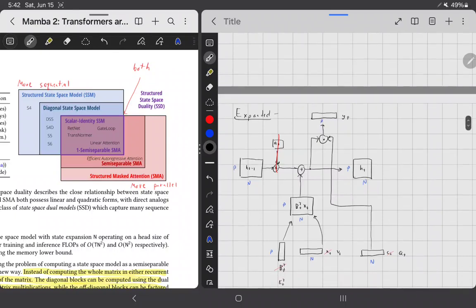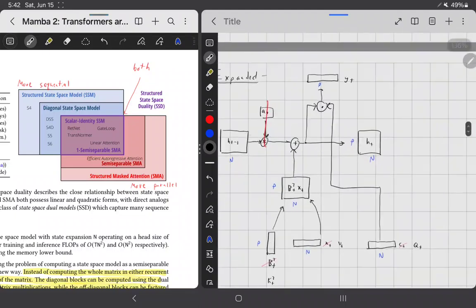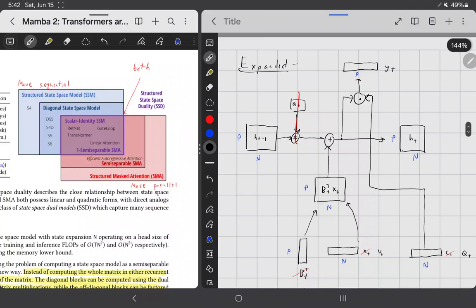You can either have this parallel method, which is super fast, but super memory inefficient, or you can have this sequential method, which is not fast, but it's very, very memory efficient, because all you have to do is store the hidden state. And the hidden state is just this D by D, or N by N matrix. So you have this trade-off.